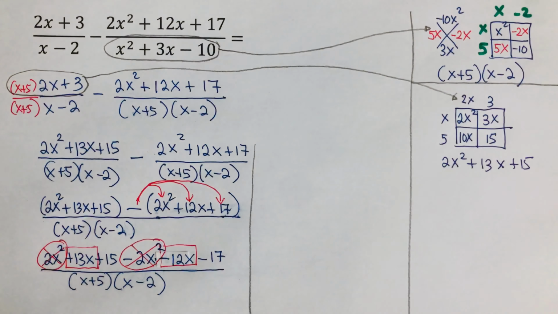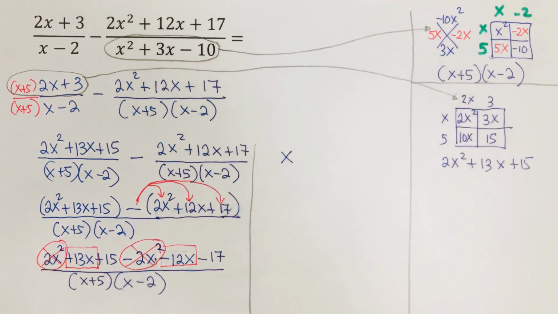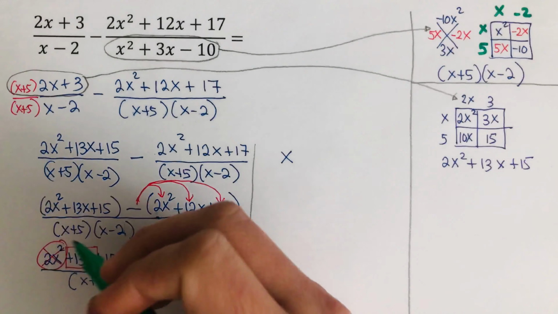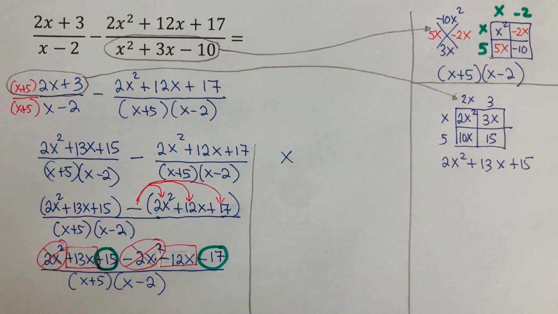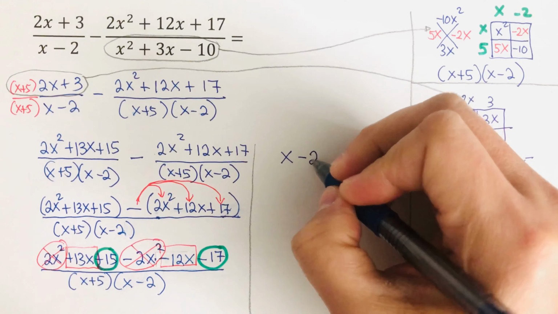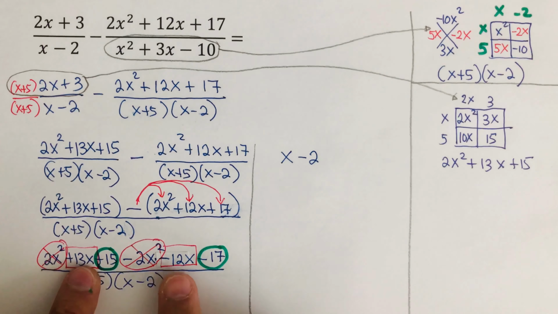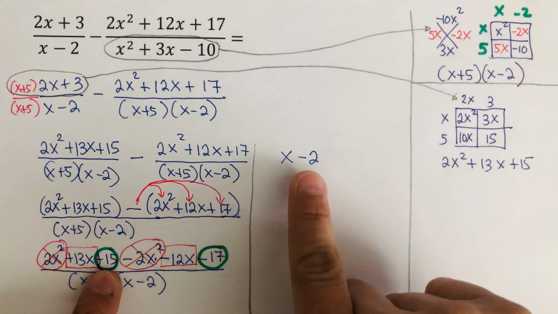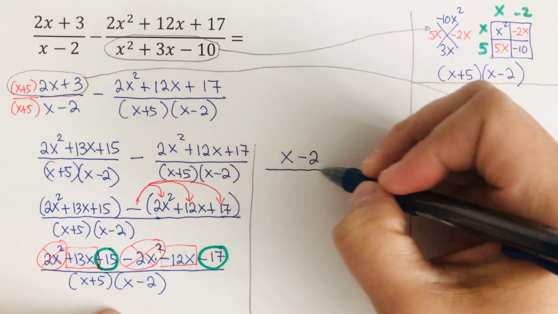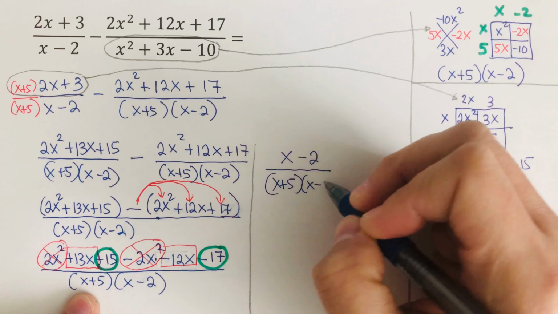So again, 13x minus 12x is just 1x. So I can go ahead and write just x. And then we have the constant here, 15 minus 17 is a negative 2. So I will write minus 2. So I combine them. The 2x squared are gone. 13x minus 12x is 1x, or just x. And then 15 minus 17 is negative 2. And then we copy their common denominator. So that would be x plus 5, parentheses, x minus 2.